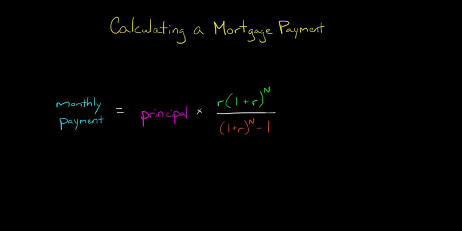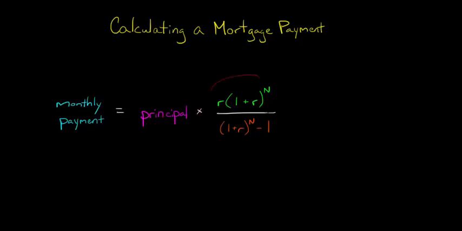In this video, I'd like to show you how you would calculate a mortgage payment. We have a really nifty formula where the payment, the monthly payment that's due, your mortgage payment, is going to be equal to the principal. That's how much money you're borrowing. So if you're borrowing $120,000, that's your principal. And you're going to multiply it by this fraction right here.